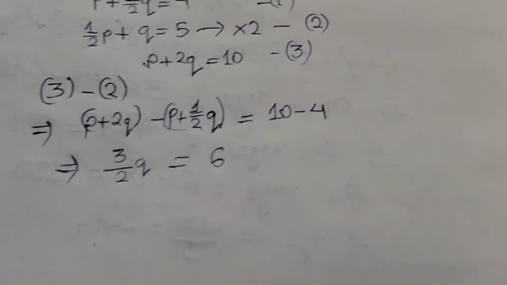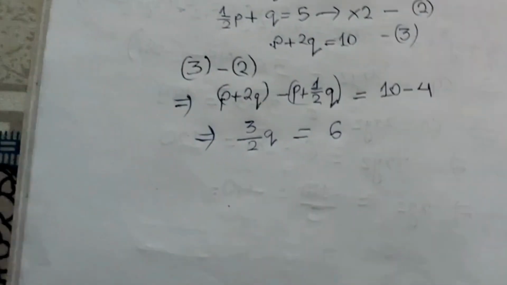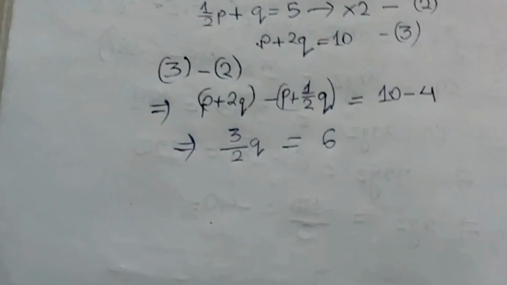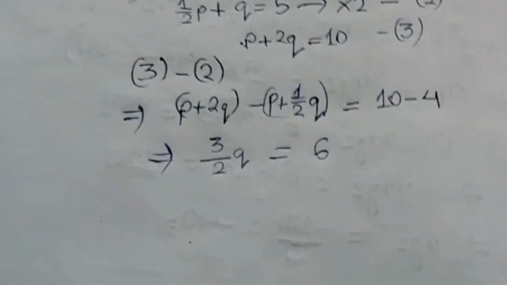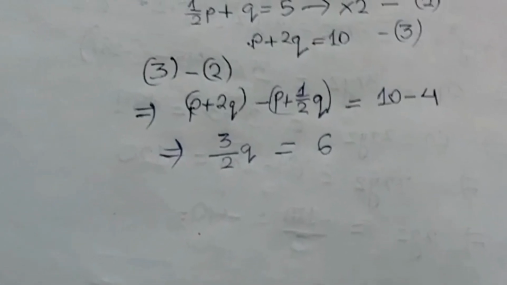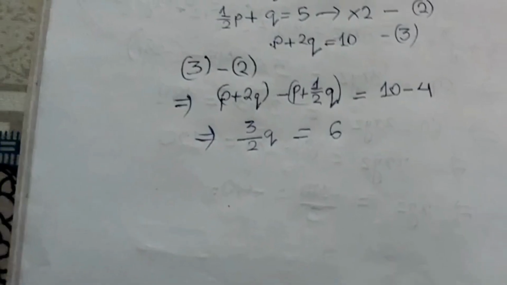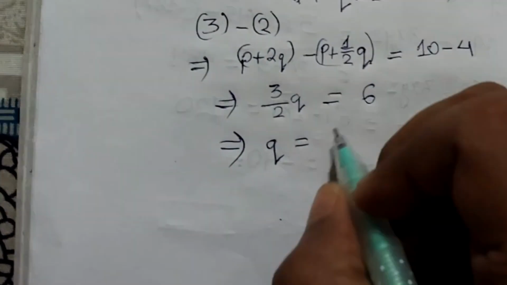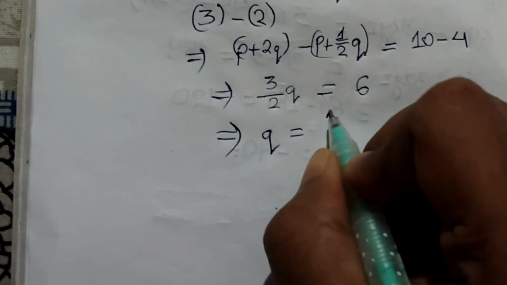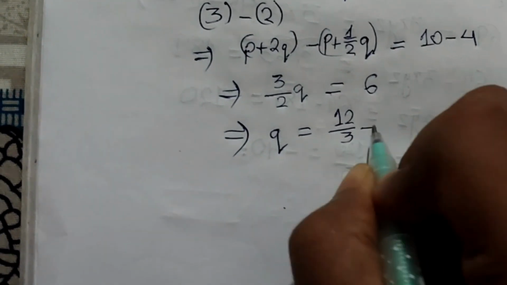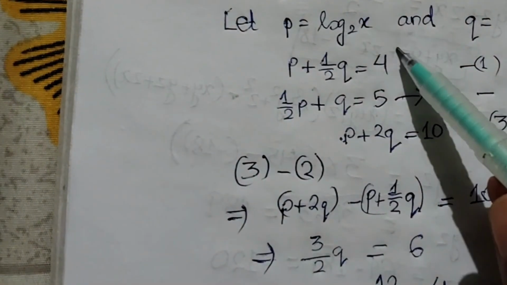Now we see that this is almost solved. We have found out q, so now we just have to use this format. So we just write q equals 12 by 3, which is 4. Okay, so we have got the value of q. So now just put it back into this equation.